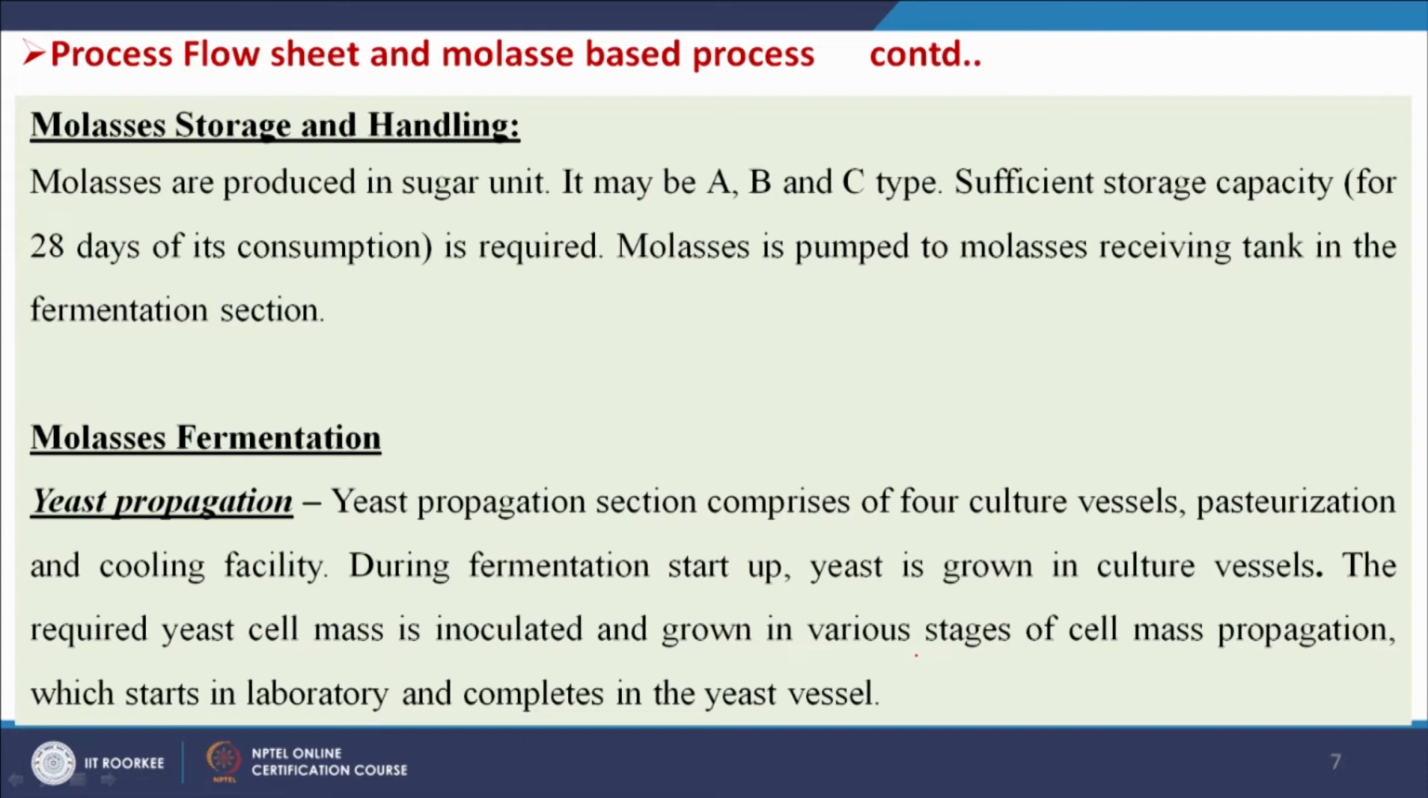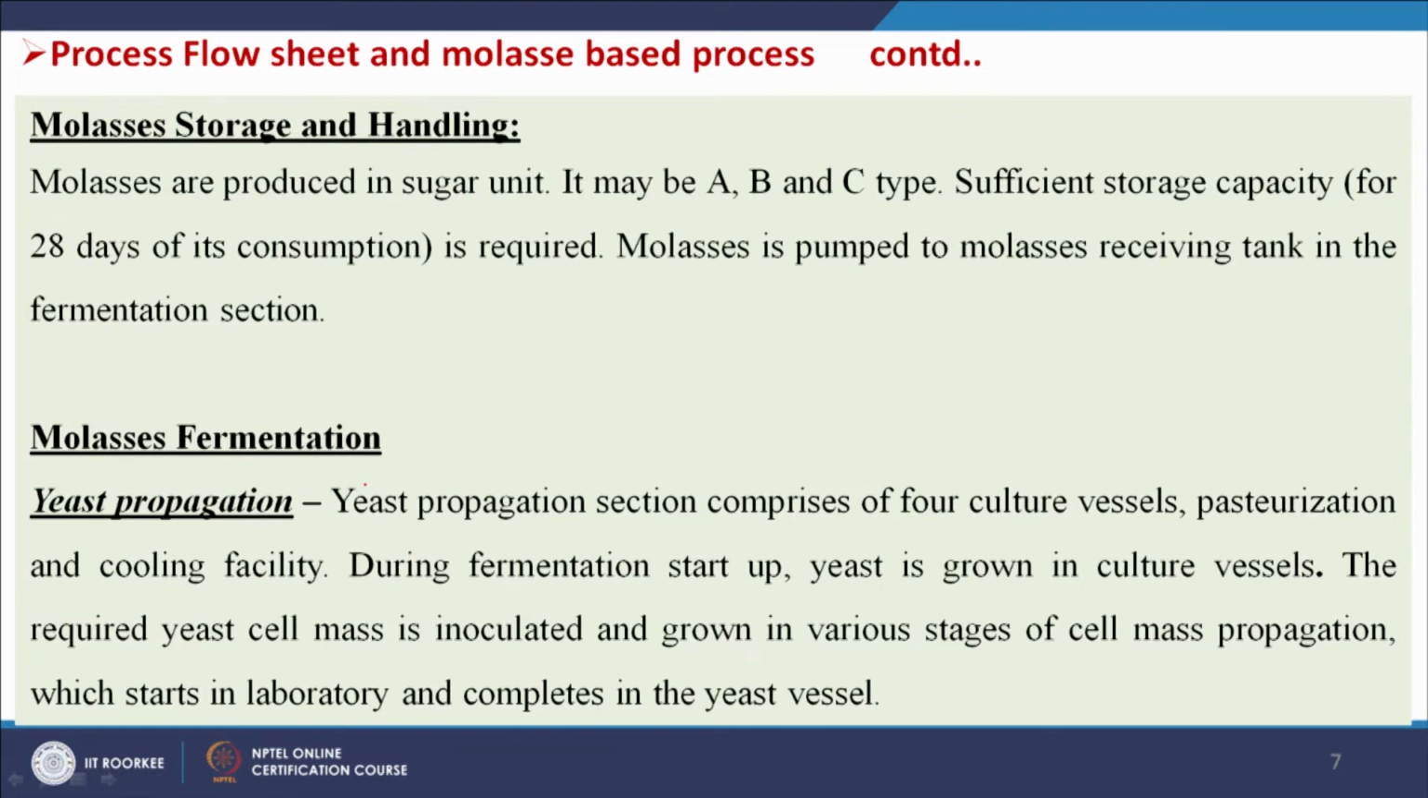And this is molasses storage and handling. Basically, distillery operates throughout the year, but sugar industry operates seasonally. So, in off season, to supply the molasses, industry needs to store a very large amount of molasses, and the molasses may be of A, B and C type depending upon the concentration of sugar in it, and this is the first step.